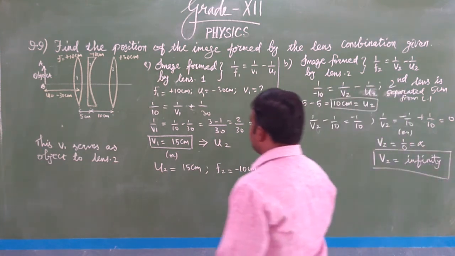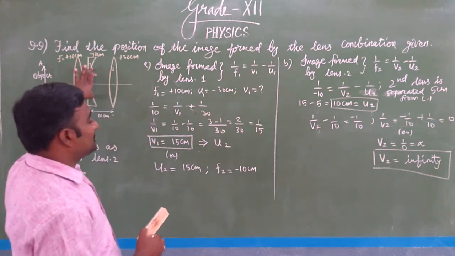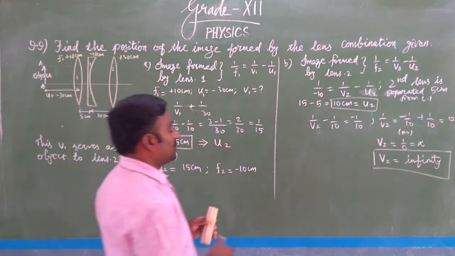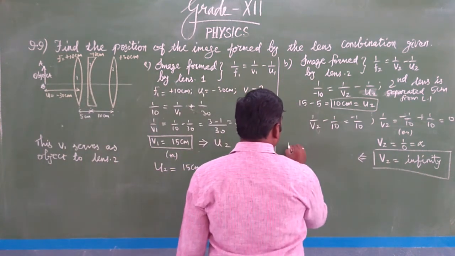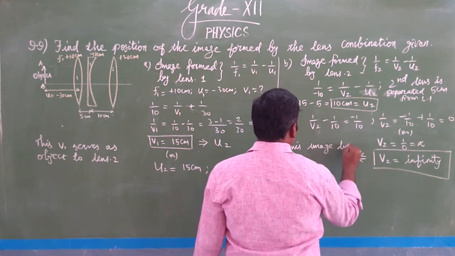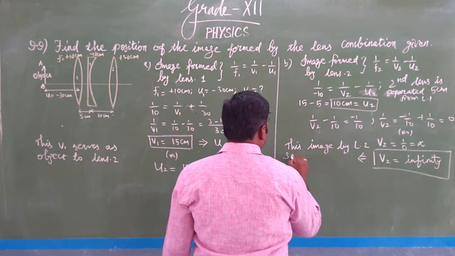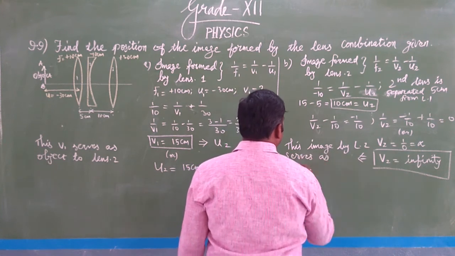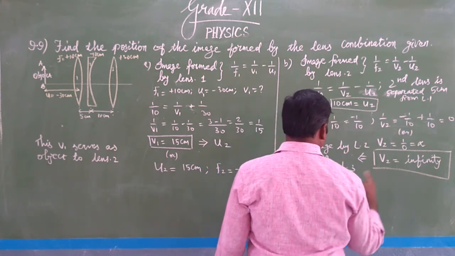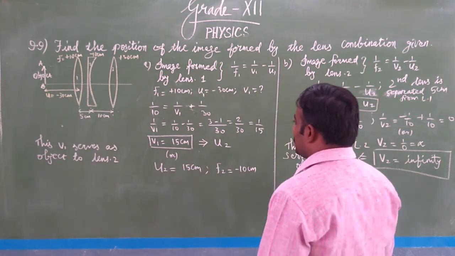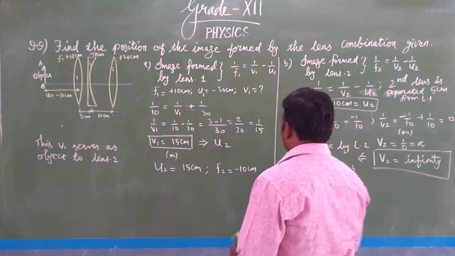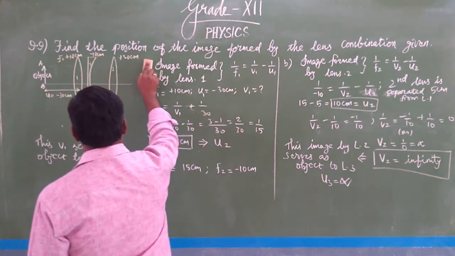So, for the third lens, the image formed by the second lens acts as an object. The image by lens 2 serves as the object to lens 3. Therefore, we can come to the assumption that U3 is equal to infinite. Okay. Now we want to find where the final image forms.